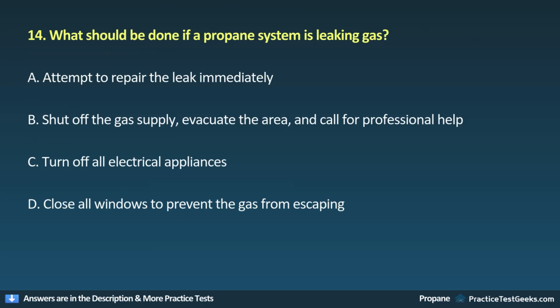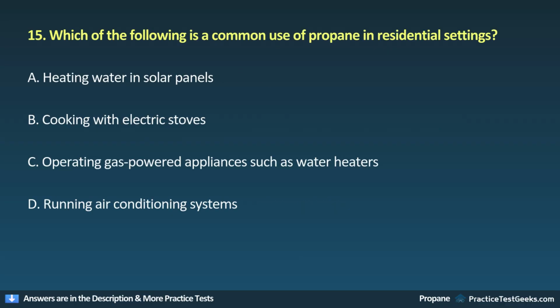14. What should be done if a propane system is leaking gas? A. Attempt to repair the leak immediately. B. Shut off the gas supply, evacuate the area, and call for professional help. C. Turn off all electrical appliances. D. Close all windows to prevent the gas from escaping.